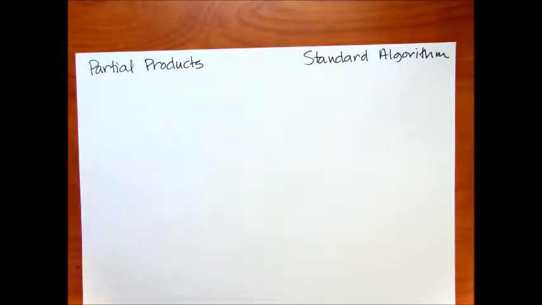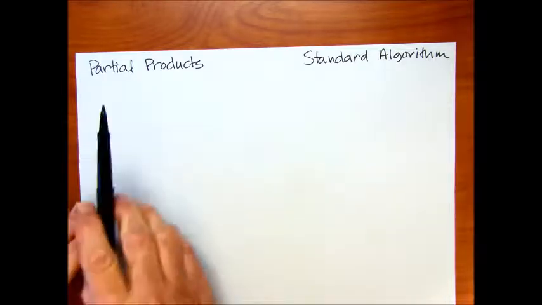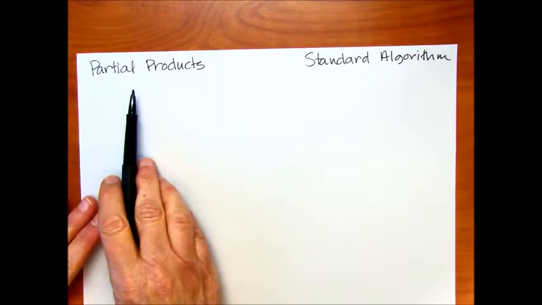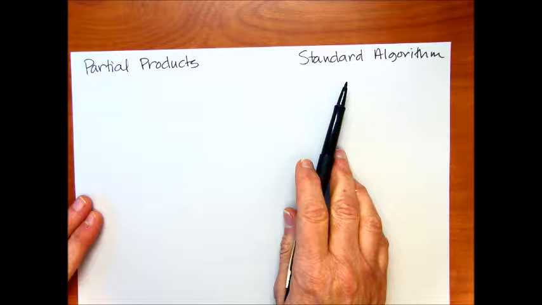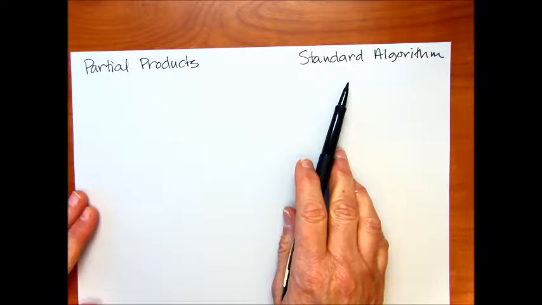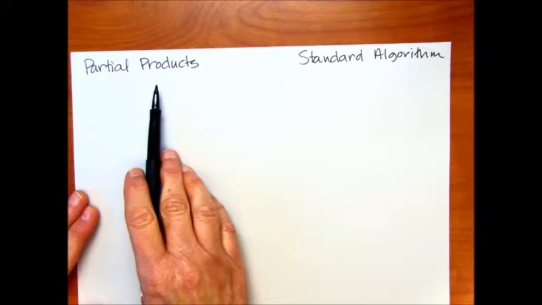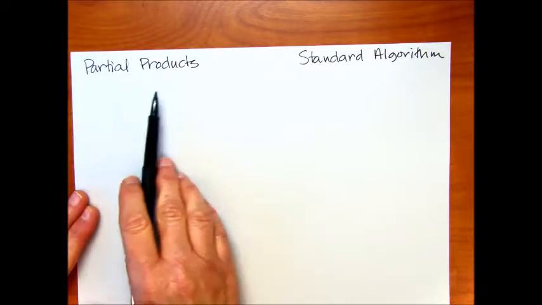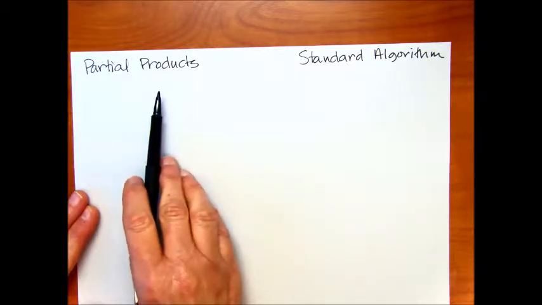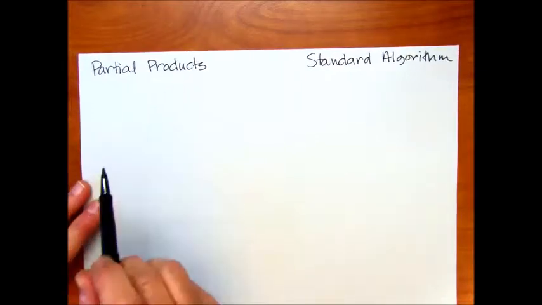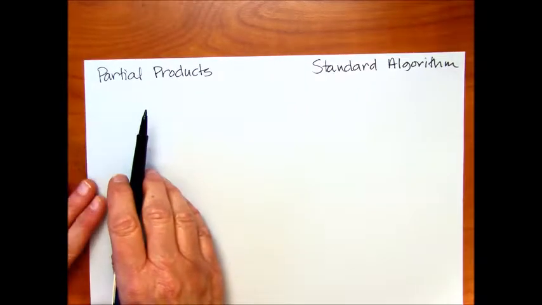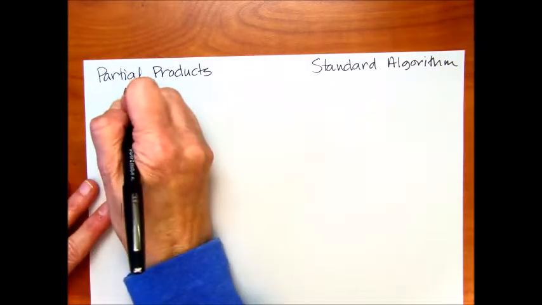Let's review a few ways of multiplying numbers. One method is called the partial products method, and then there's also the standard algorithm that most of us were taught in elementary school. But this method might make a little more sense as I'm going through. If this works better for you, that's okay. You can use it. They both work. Let's take a number problem, 65 times 7.